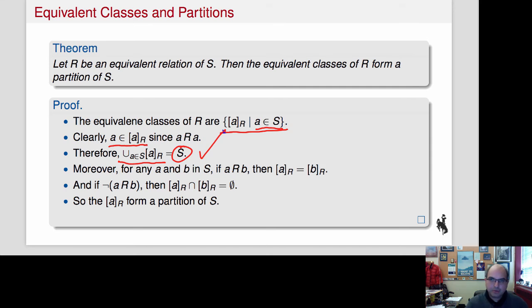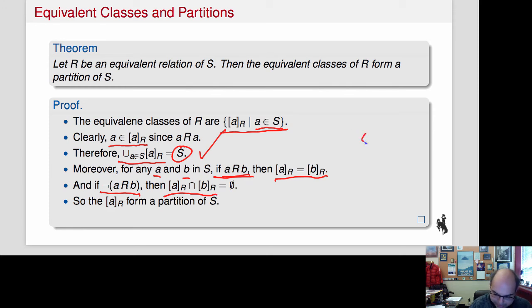Now what about property 2? Property 2 says that if I take two equivalence classes, then their intersection should be empty. So let's see. I'm going to take two elements, A and B, and let's say that A is related to B. Then they belong to the same equivalence class. That is, if A is related to B, then the equivalence class of A is the same as the equivalence class of B. Now suppose that A is not related to B. I claim that in that case, the intersection of those classes is the empty set.